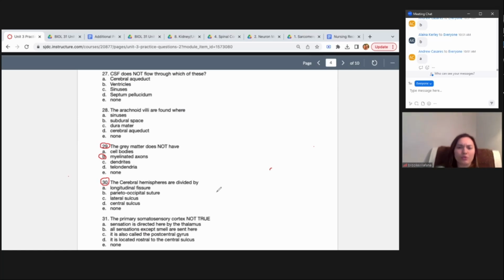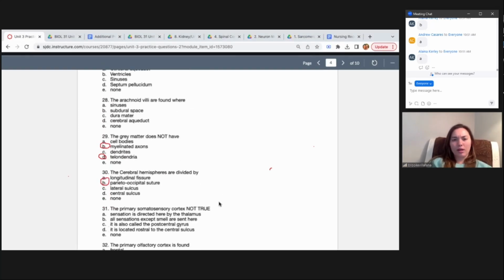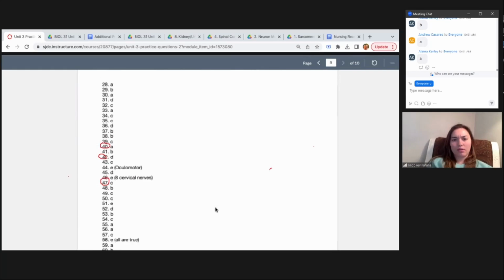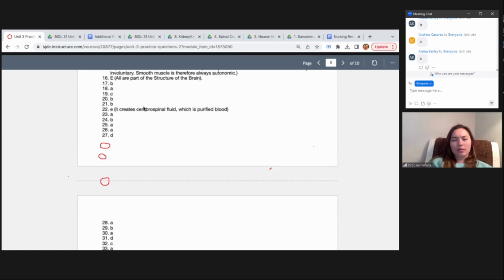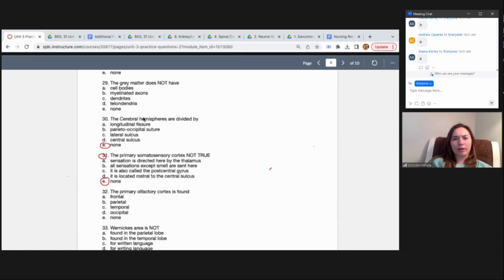This is a very strange question. Let me see. I'm looking at it and you guys are answering longitudinal fissure, which seems right. That one's kind of tricky. I'm not actually 100% sure what the answer is there. I think it should be A, 30A. I agree with you guys. You guys are answering A. 30A. Yes. Longitudinal fissure.